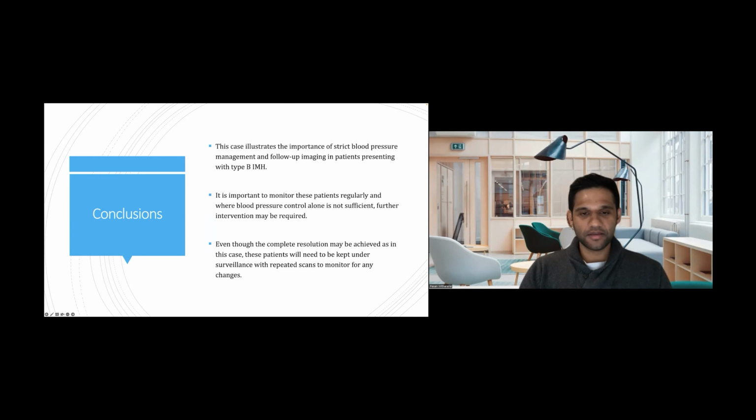So what are the learning points and conclusions from this presentation? It illustrates the importance of strict blood pressure control and follow-up scanning in patients presenting with type B IMH. It is also very important to monitor these patients regularly. And if blood pressure control alone is not sufficient, further intervention such as TEVAR, and in some cases, surgery might be needed. Now, we are speaking about type B IMH on this slide.